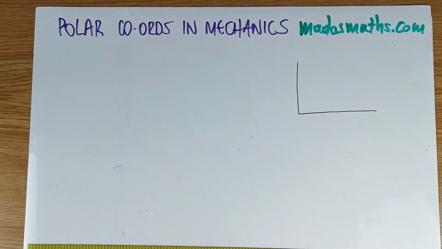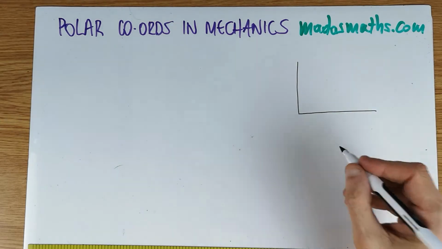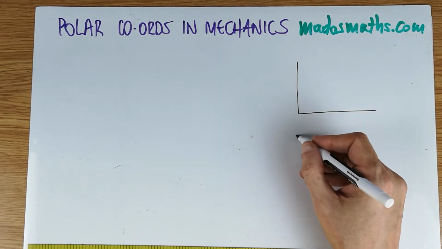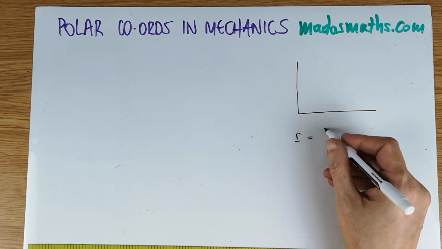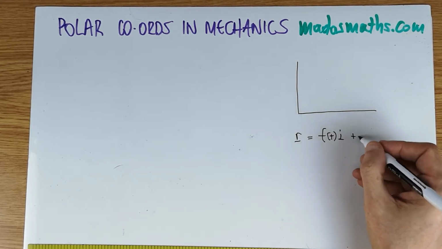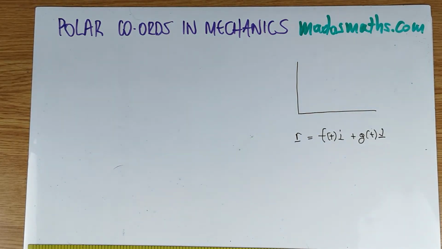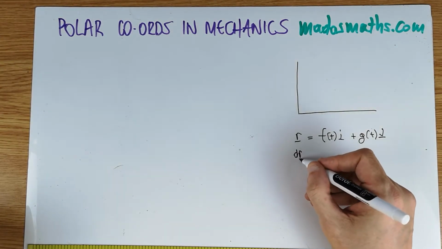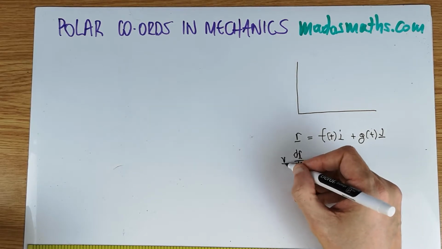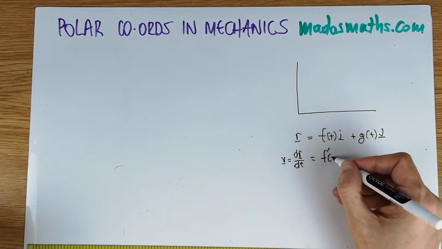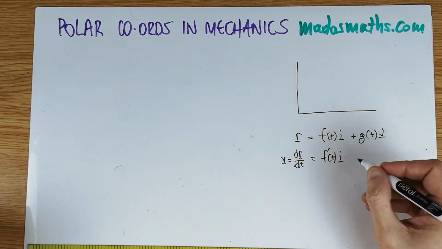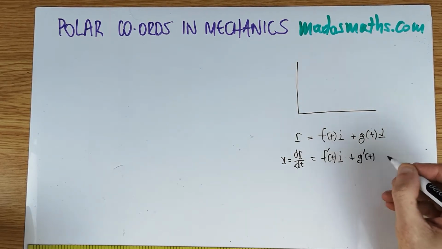Actually, we don't really even need a picture. Okay, so let's say we have a position r is equal to some function of t in the i direction, plus some function of t, pardon me, in the j direction. And even from the very beginning, when you do calculus kinematics, in your very beginning of your mechanics, you say, okay, vector dr by dt, which represents, of course, the velocity vector, is f dash of t. You differentiate the bits in front of the i, and you differentiate the bits in front of the j.